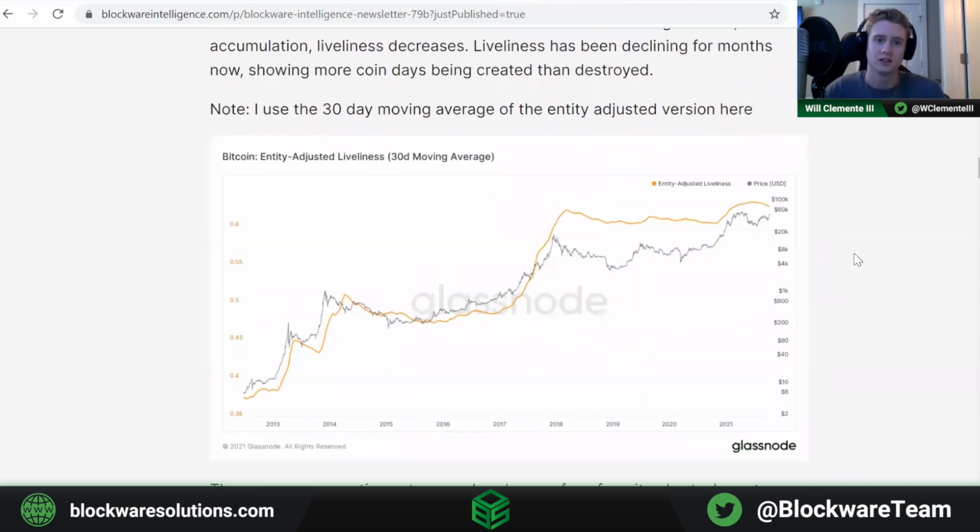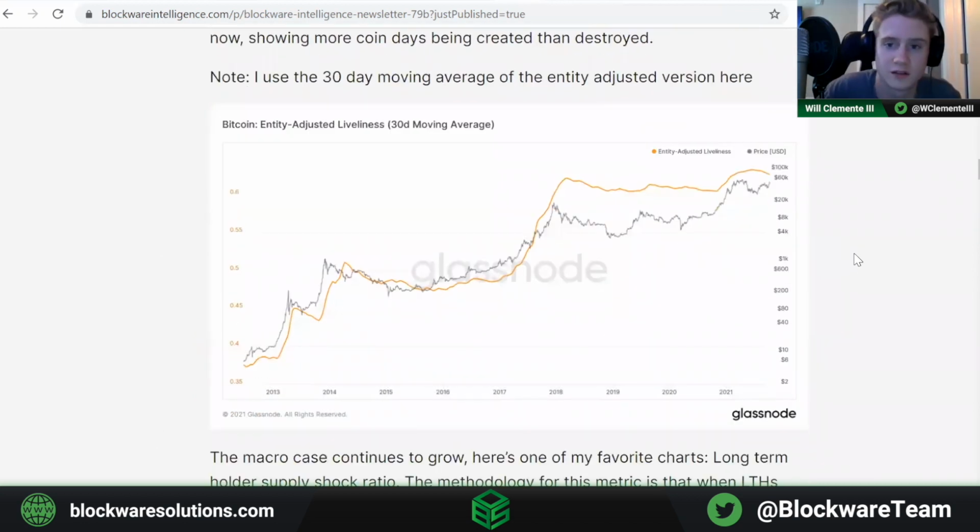So another methodology of this is liveliness. Liveliness is the ratio of coin days created. We talk about how coin days are created: I move a coin to a wallet, and the amount of time that it sits there, it's accumulating coin days. And then when I move the coin, it's destroying the coin days that it accumulated while it sat in that wallet. So when you run the ratio between coin days created and coin days destroyed, you get liveliness.